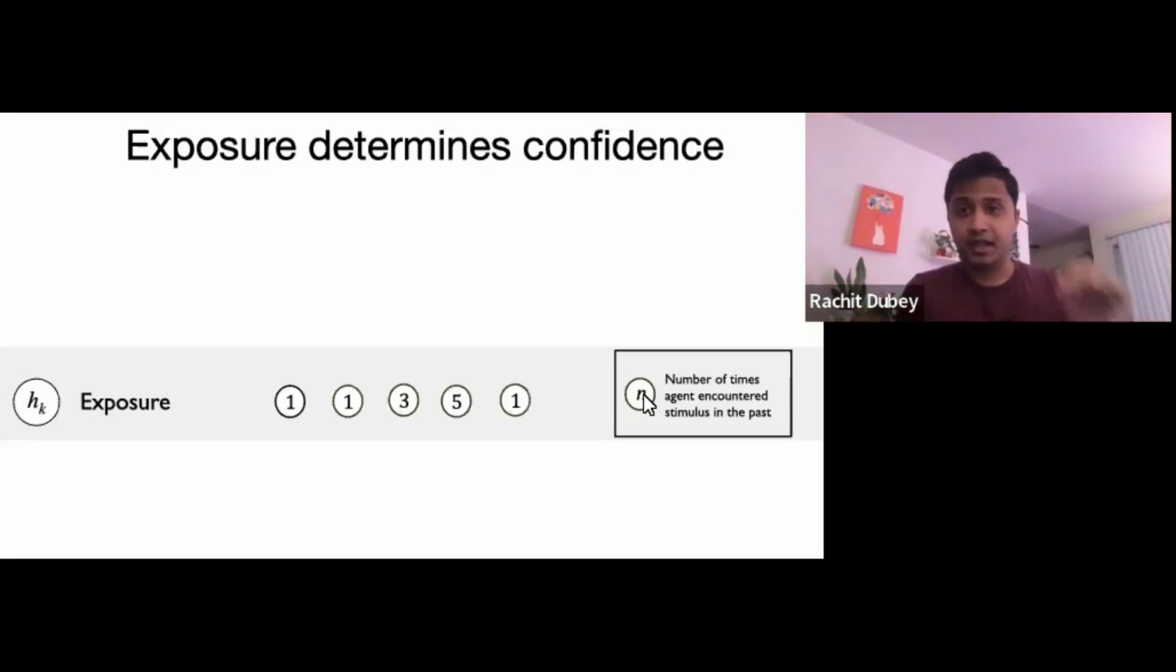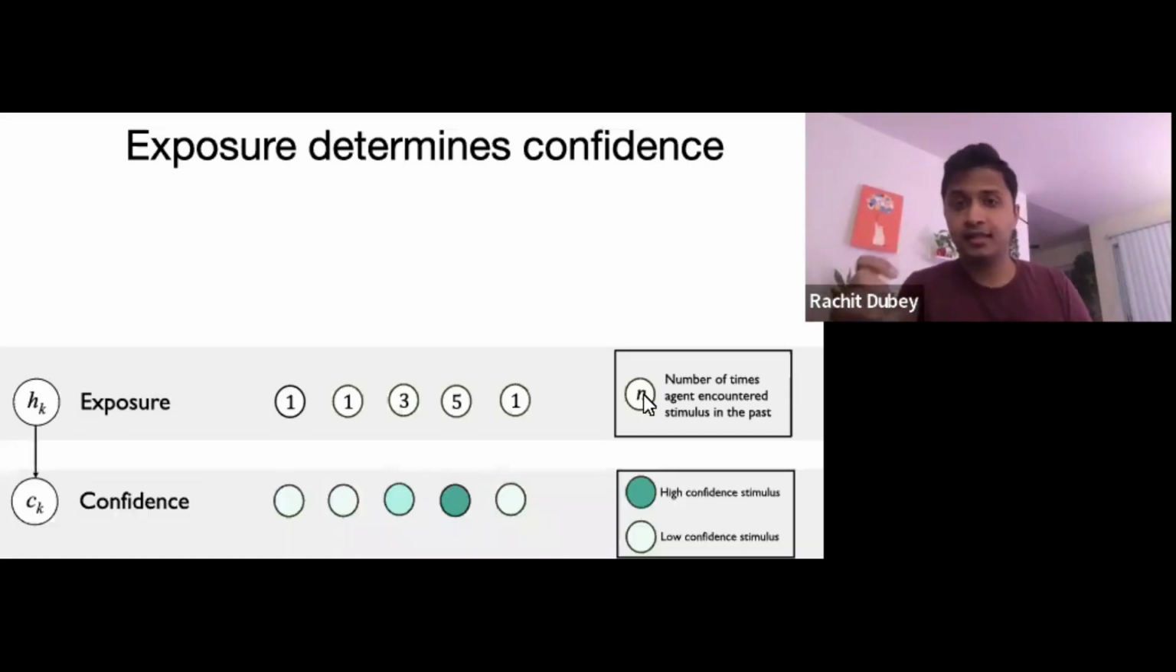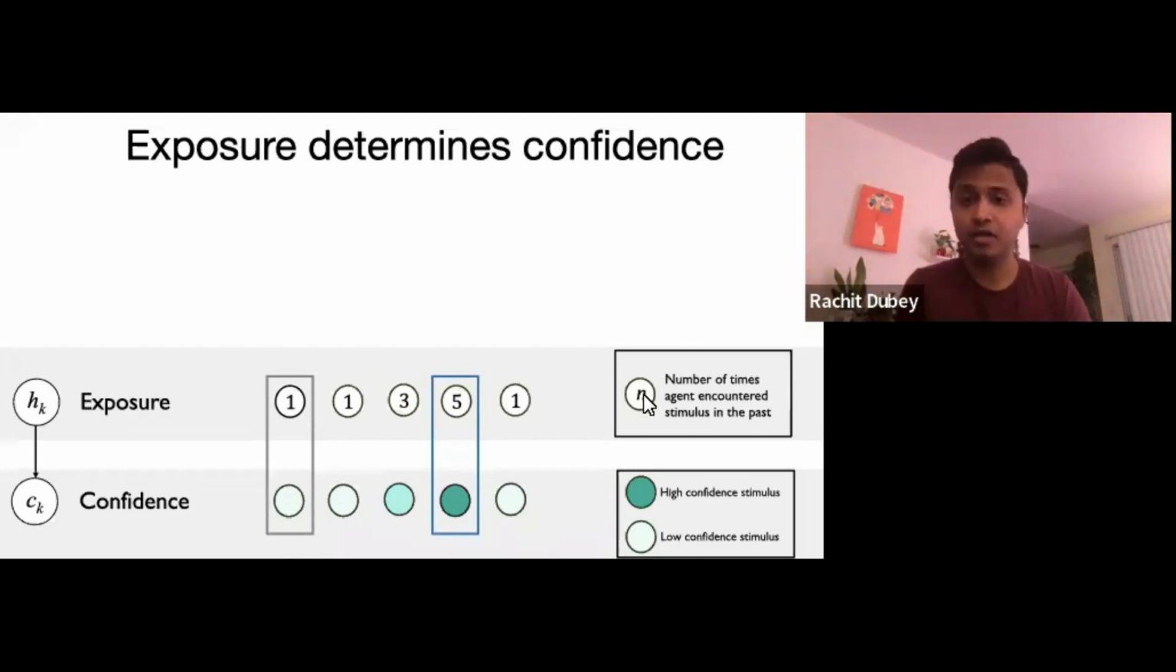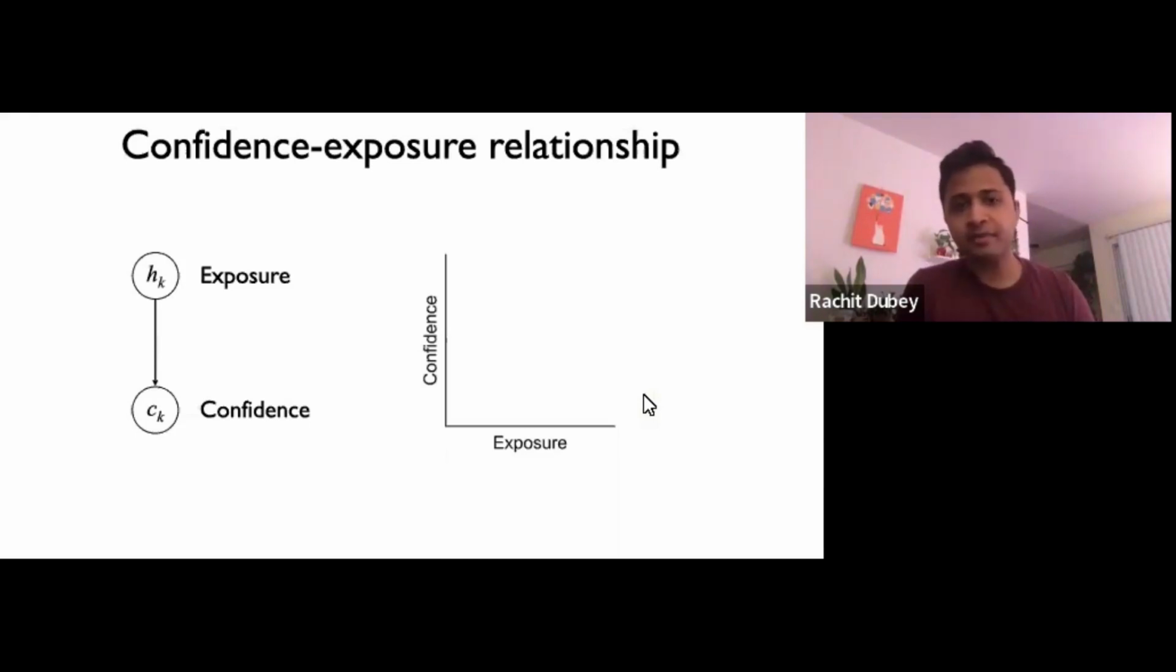Now here, the exposure determines confidence. That is, the more the agent has encountered a stimulus in the past, the higher its confidence will be. So over here, the stimulus in the blue box has been encountered more than the stimulus in the gray box, and hence the confidence of the agent is higher for the blue box stimulus. And an assumption we make here is that confidence increases with exposure, but at a decreasing rate. So as the agent gets to experience the stimulus, it will get more confident that it knows the correct response to the stimulus, but at a decreasing rate.